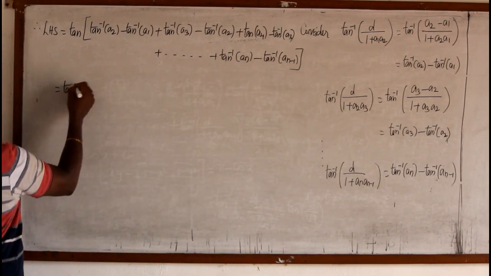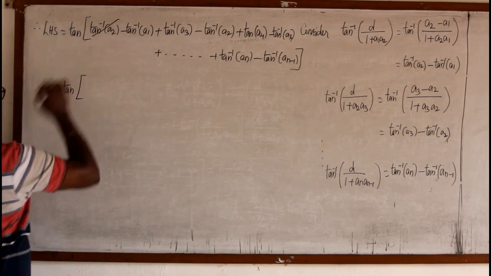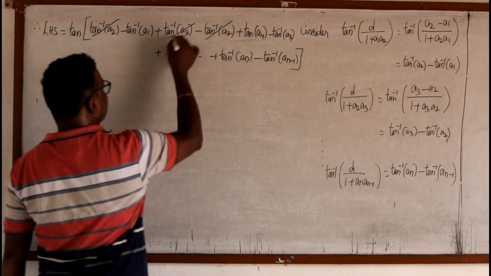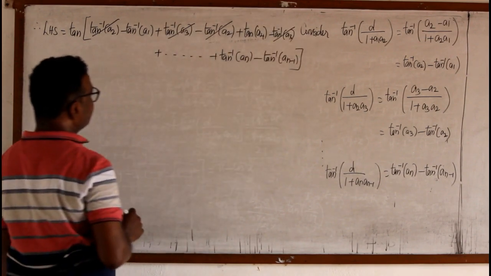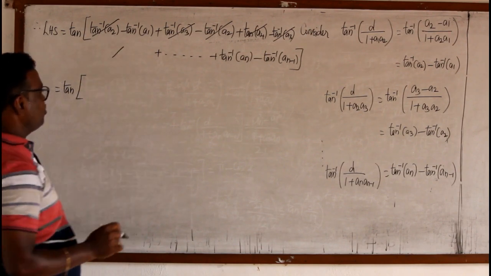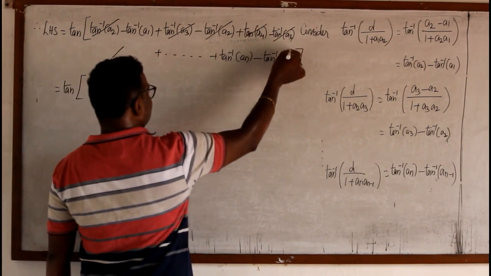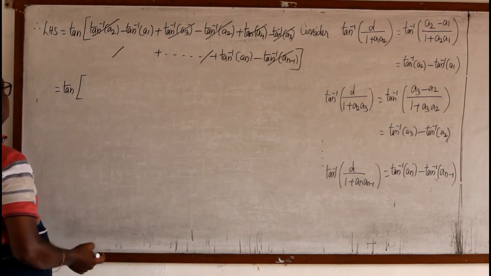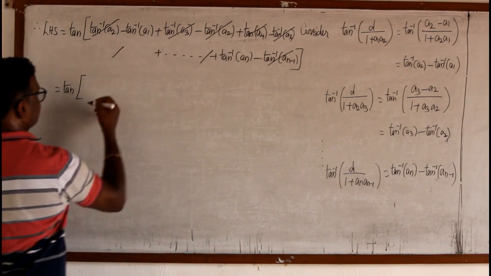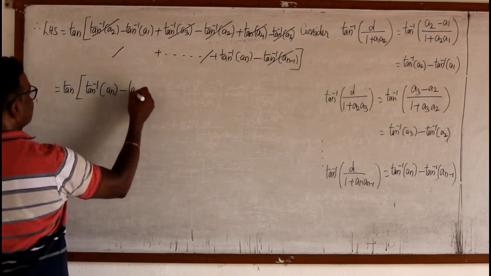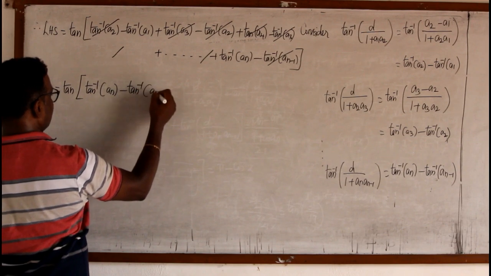Now we can see tan inverse of a2 and tan inverse of a2 cancel. Tan inverse of a3 and tan inverse of a3 cancel. Similarly, tan inverse of a4 and tan inverse of a4 will cancel. Tan inverse of a(n-1) will be cancelled. So all the terms will be cancelled except these two terms. What are the existing terms then? Tan inverse of an minus tan inverse of a1.